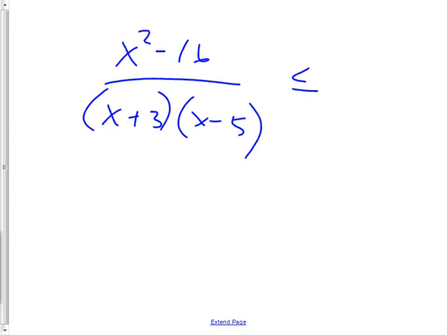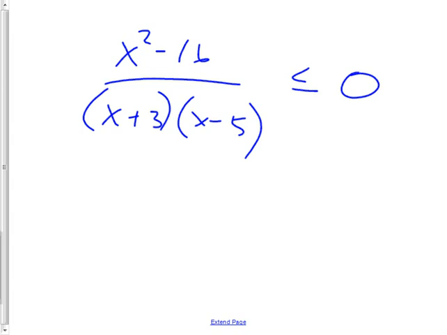Okay, so tell me, after you factored that thing, you get a bunch of important points. What are you going to do? Put them on a number line. What are you going to do then? Test regions. All right, that's the main thing for that kind of a problem. Do we really need to do the whole process here?